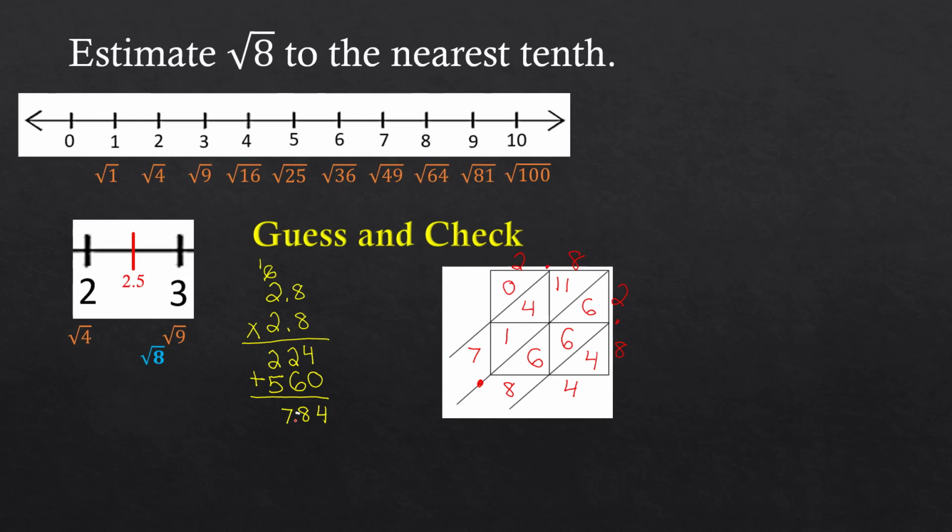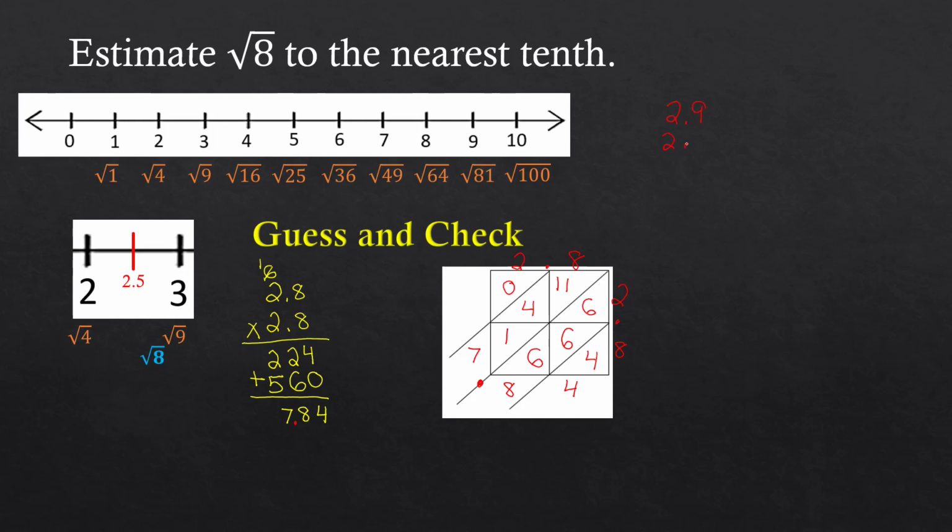Okay, technical difficulties, ladies and gentlemen. There we go. All right, so I see I get 7.84, 7 and 84 hundredths. That's pretty close to 8. Since it's just a little bit smaller, I'm going to also test 2.9.